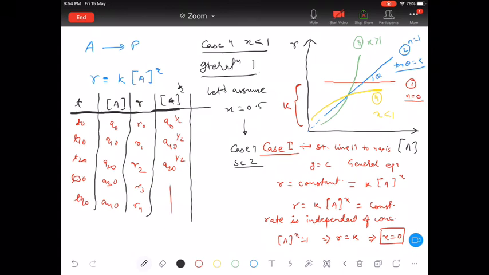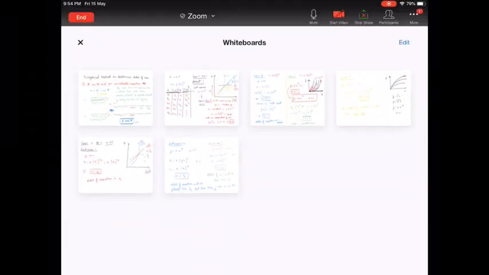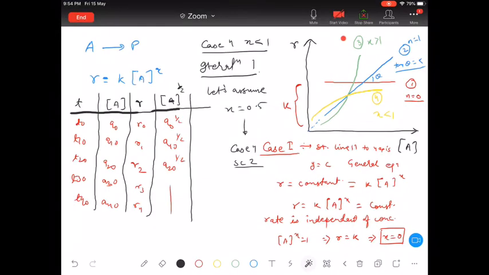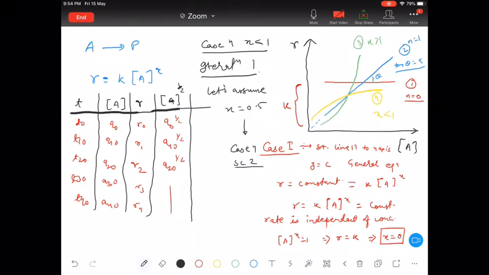See, case 4 we have got initially. Case 4 also I made 3 sub cases. Out of those 3 sub cases, let's say I get sub case 2, which means if I obtain this type of curve, if I plot R versus A by 2 and I get this curve, then what I will do here is assume that x to be 0.75.